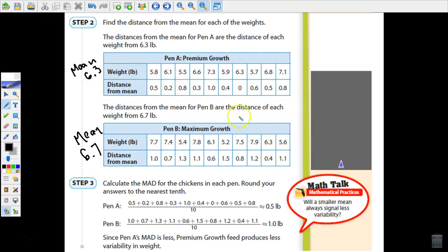You know why they call it mad? Because it makes you mad, man. Okay? So, since pen A's mad is less, premium growth feed produces less variability in weight. So that means that it's the closest to, all of them are closest together. Okay? This is there's too much of a varying aspect of it. Okay? They range from too small to too big or whatever. This is all closer to the same weight. That's what they mean. Okay?